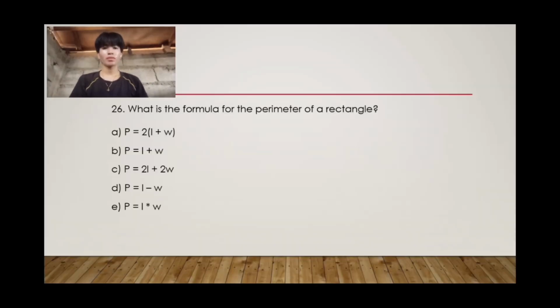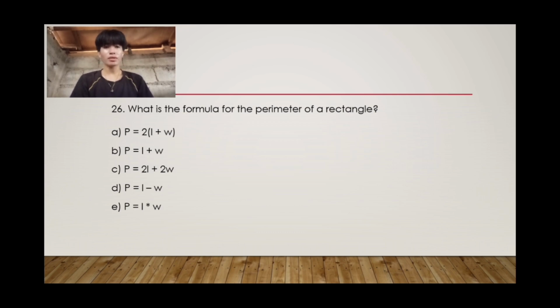Next, what is the formula for the perimeter of a rectangle? A. Perimeter equals 2 times the quantity length plus width. B. Perimeter equals length plus width. C. Perimeter equals 2 length plus 2 width. D. Perimeter equals length minus width. Or letter E. Perimeter equals length times width.